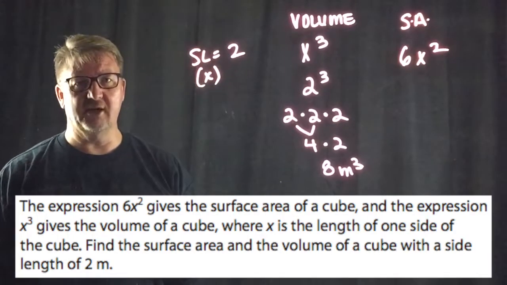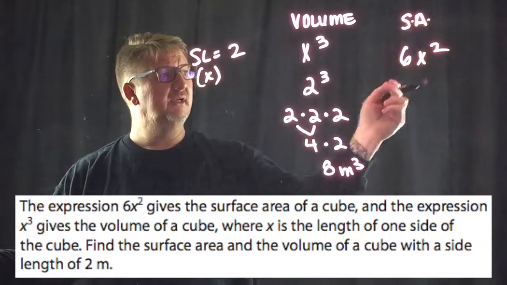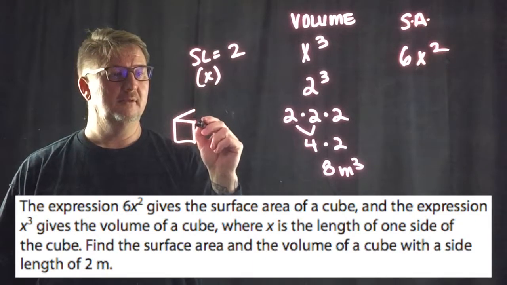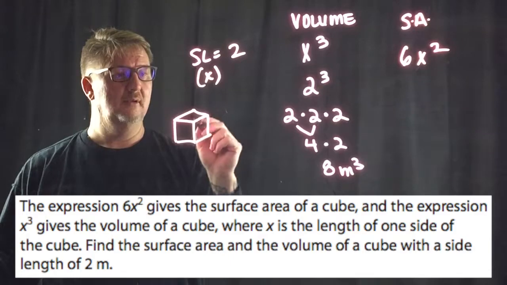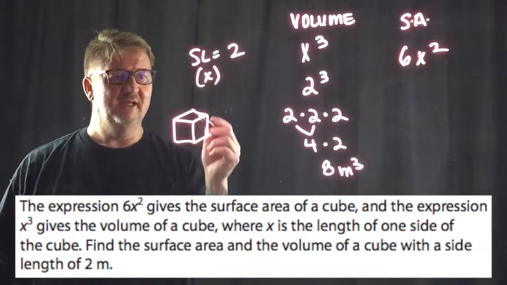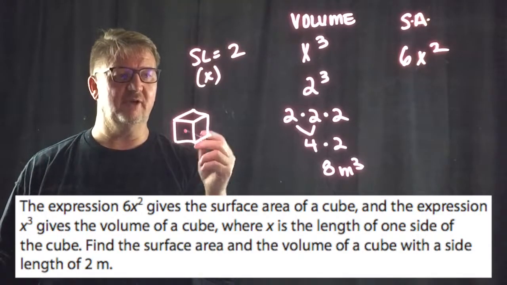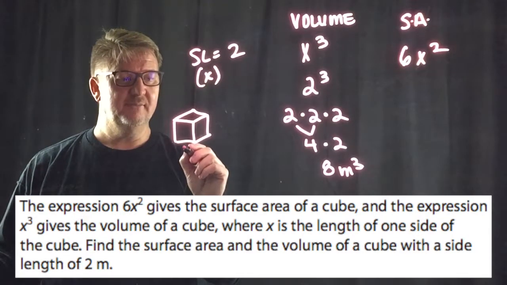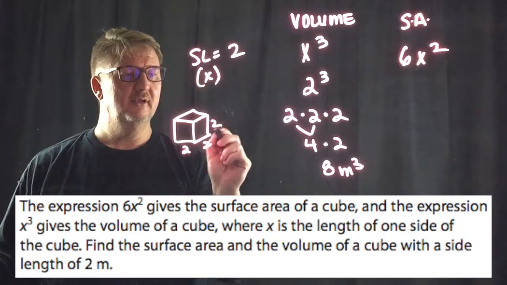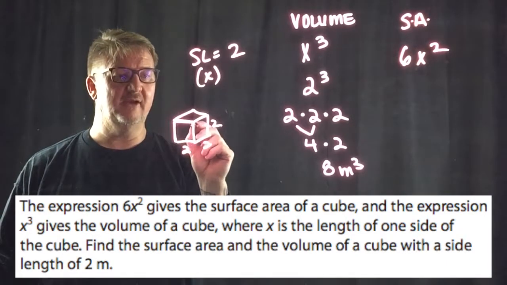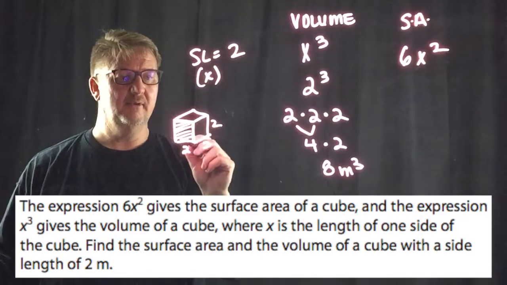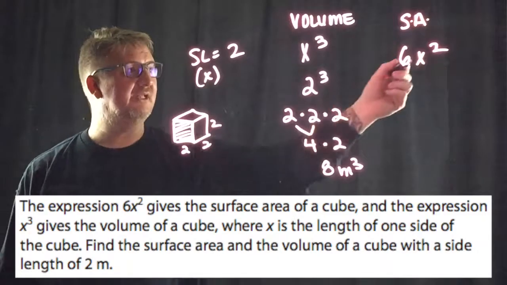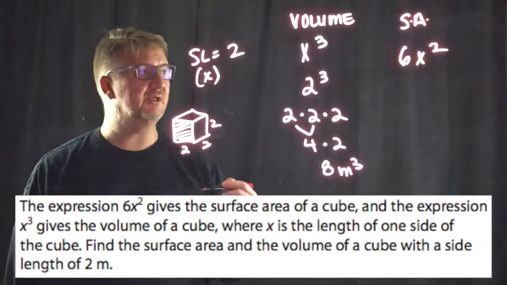6 times x squared is going to be our surface area, because basically what you have, let me see if I can draw this, and it's not a perfect cube, but you have essentially 6 sides. Okay, you got the front, the back, the top, the bottom, and the left and right side. Each side has a side length of 2. Okay, so we find the area of one side, and then we multiply it by 6 because there's 6 sides. All right, and that's where we get that expression from.